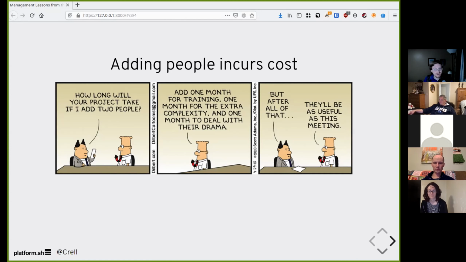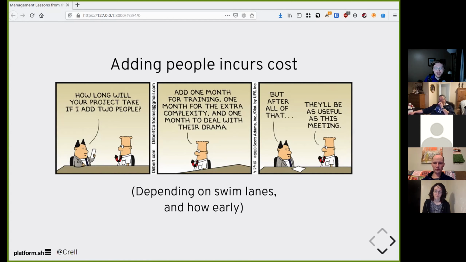And those people will have ideas that may not fit with how the project is running that you need to work through and get them the right campfire knowledge about the project. There are some exceptions to this. If you're really early in the project, then the cost of adding people is lower because there's less to teach them about and longer to amortize that cost over.